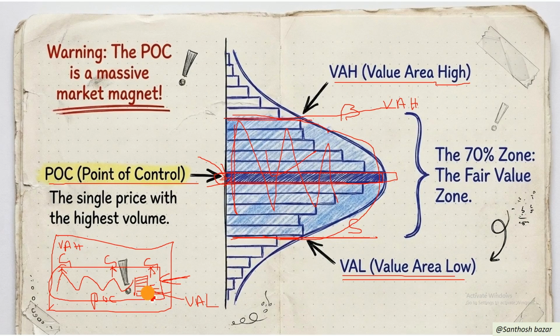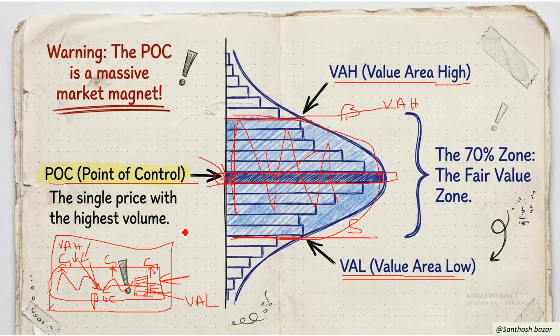No matter whether you buy at value area low or at value area high, price will tend to come to this POC. In our example, this is nothing but a checkout counter. Though you buy the discounted items or the high value items in the supermarket, you have to come to the checkout counter and check out your items.